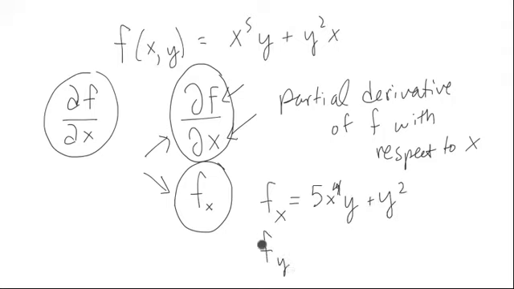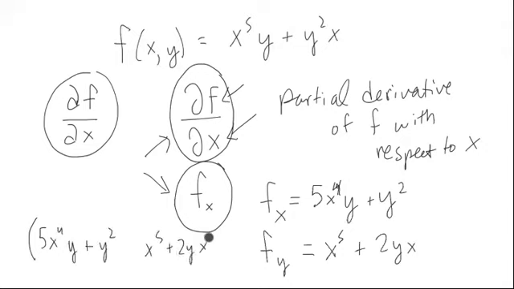Compute the partial of f with respect to y, and we would end up getting x to the fifth, because x to the fifth is constant, so it's constant times y, plus 2yx. 2y and then x is constant, so just multiplied on. So that means that in particular, the total derivative of this could be written as a matrix as follows. Just 5x to the fourth y plus y squared, and then x to the fifth plus 2yx.